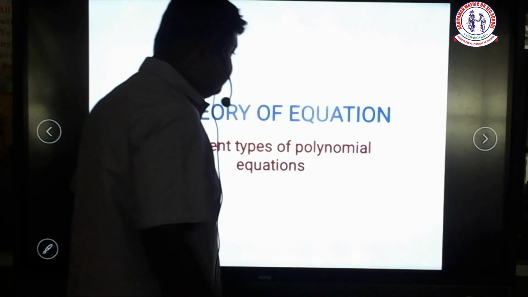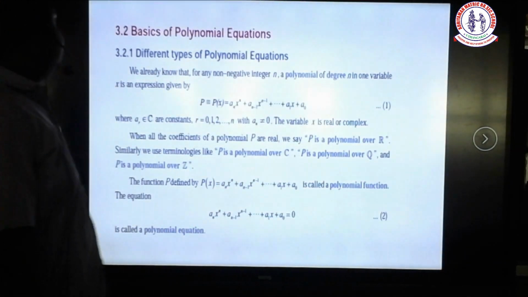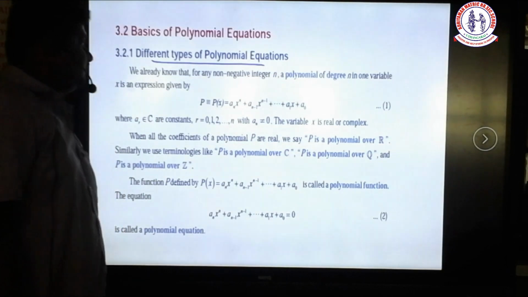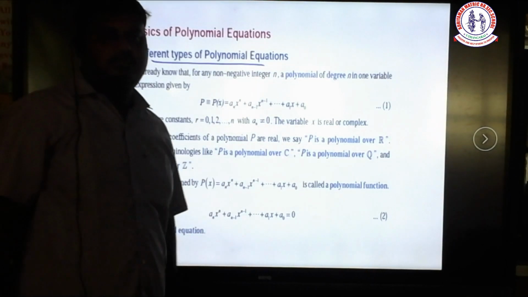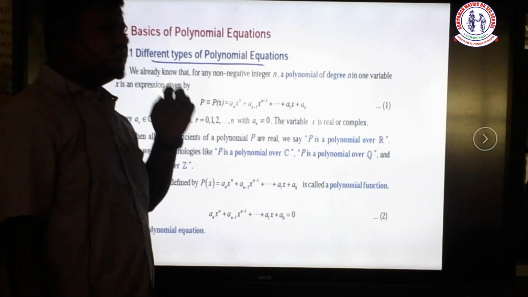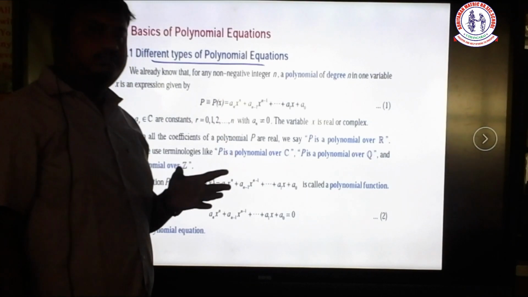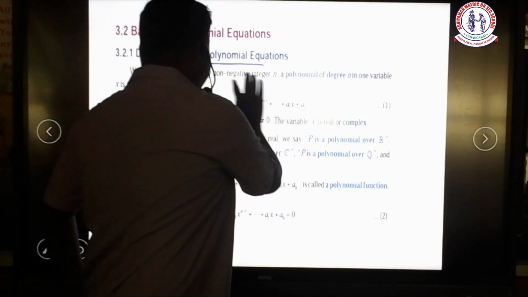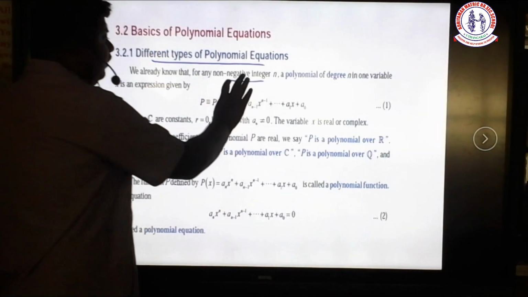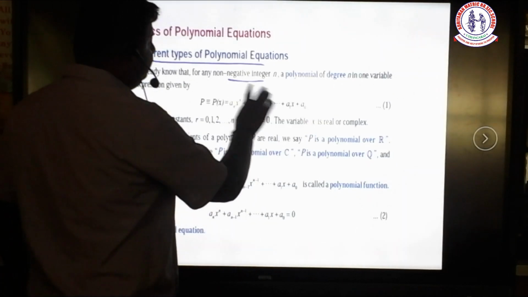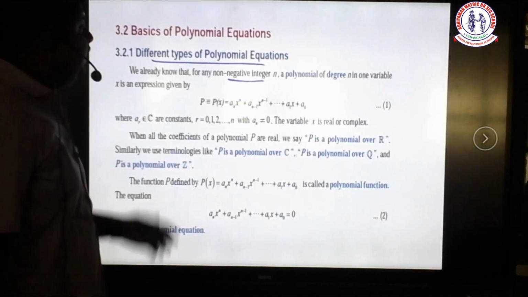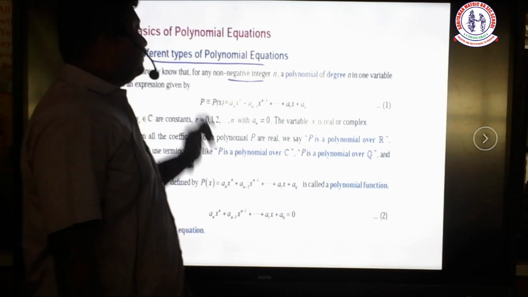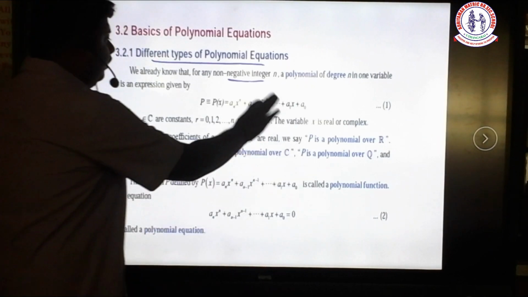So we start with the basic polynomial equation. Here we start the different types of polynomial equations. We are already familiar with the definition of a polynomial equation. A polynomial is an expression of variables with addition, subtraction and multiplication, and the power should be a non-negative integer. Non-negative integer means it may be 0, 1, 2, 3, but it should not be negative. This is the important one: in a polynomial, the power should be a non-negative integer.